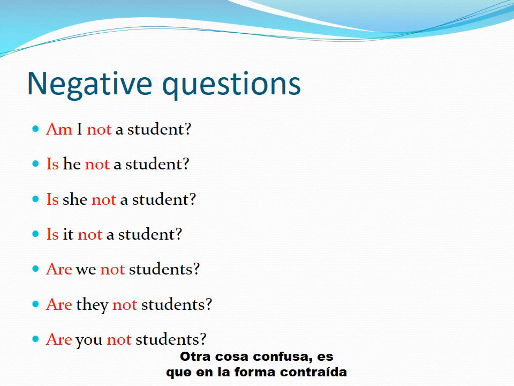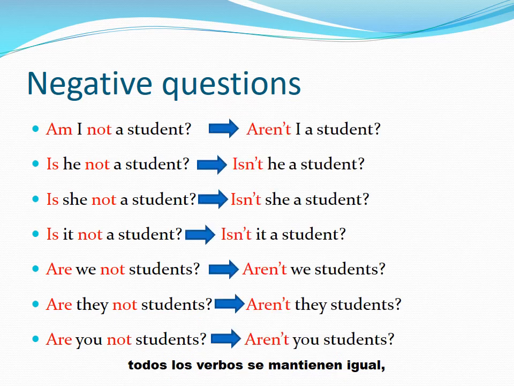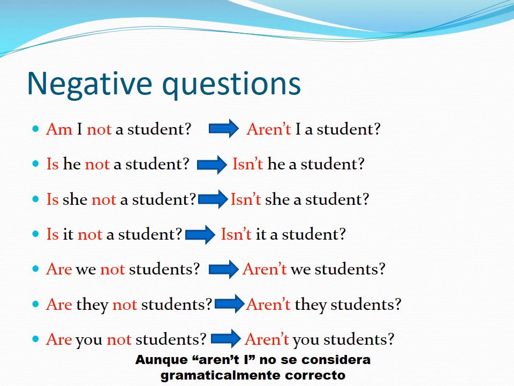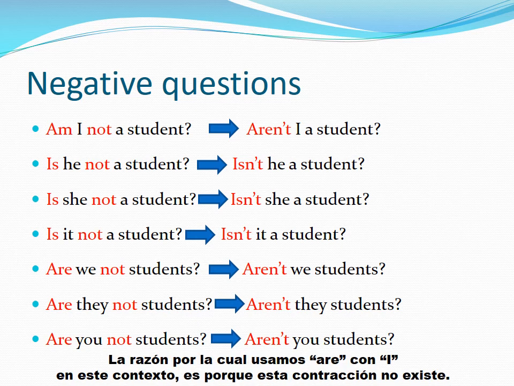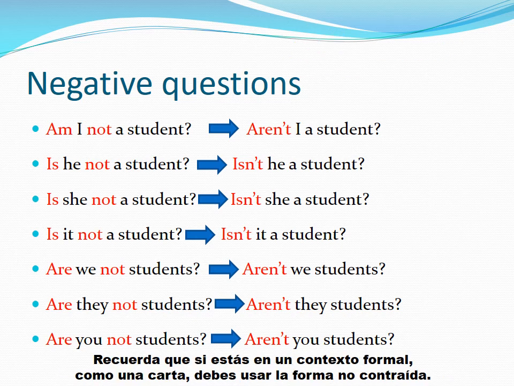Another confusing thing is that in the contracted form, all of the verbs remain the same, except for the first person. Now, even though aren't I isn't really considered grammatically correct, nowadays it's very common in spoken English and it's widely accepted. The reason we use are with I in this particular context is because this contraction doesn't exist. Again, if you're in a formal context, like writing a formal letter, you must use the not contracted version.